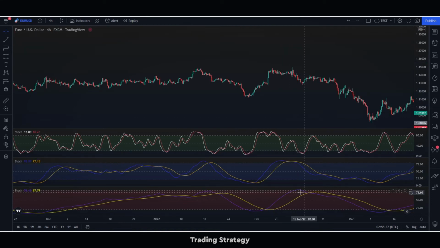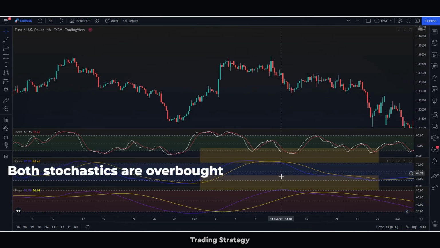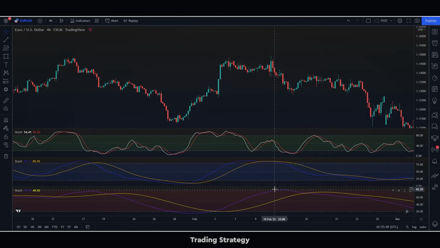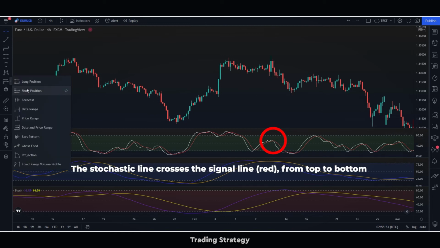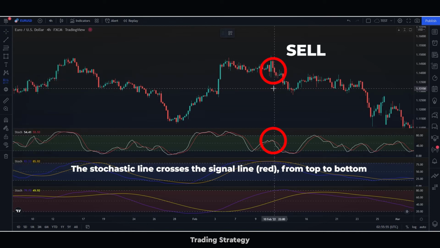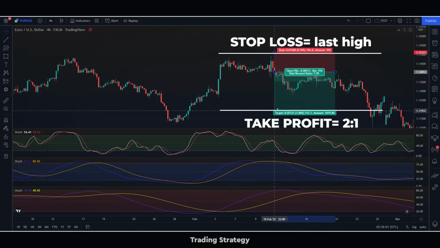Let us now see the example of a sell operation. First, we wait for the blue and red stochastics to enter the overbought zone, more than 80. Once they are overbought, we will open the sell order when, in the fast stochastic, the green one, the stochastic line crosses the signal line, red, from top to bottom. We will put the stop loss above the last maximum and the take profit in a risk-benefit ratio of 2 to 1. This means that we risk 1 to try to get 2.